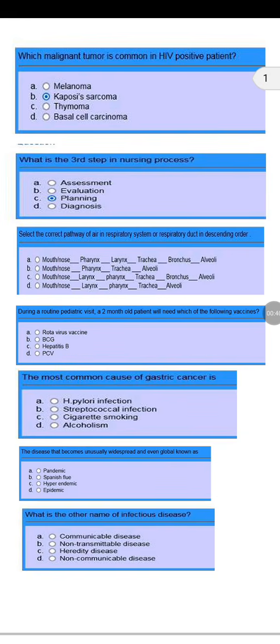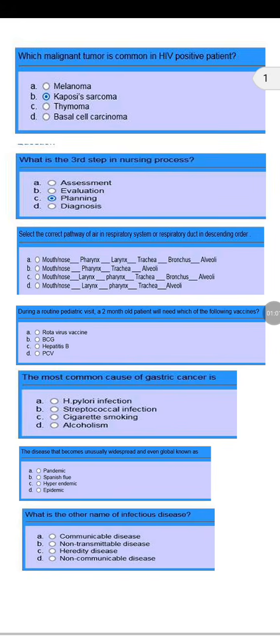Select the correct order of the airway, respiratory system or respiratory duct, in descending order: nose, pharynx, larynx, trachea, bronchi, alveoli.